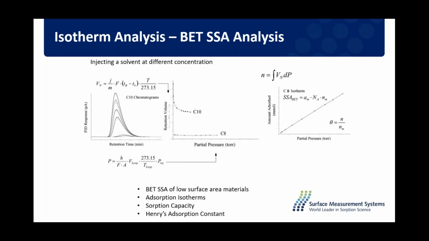I'm not going to go through all the math and the derivations here, but essentially what you need to do in inverse GC to generate an isotherm is you do several pulses of varying concentrations of your adsorbate, and then from that you can construct the isotherm, and once you get the isotherm, you can apply the BET equation to get the BET surface area.